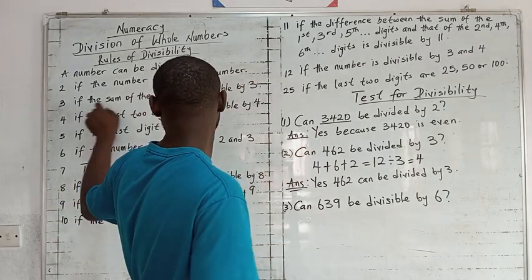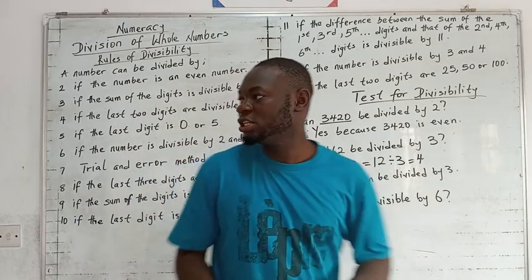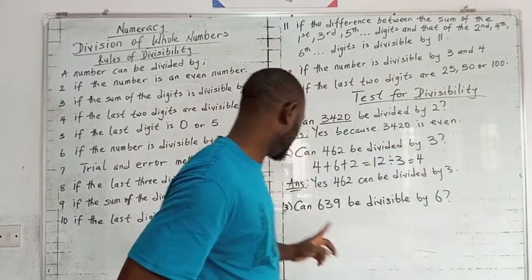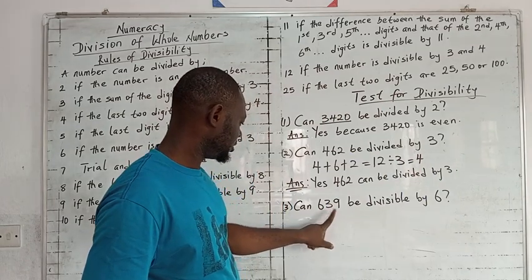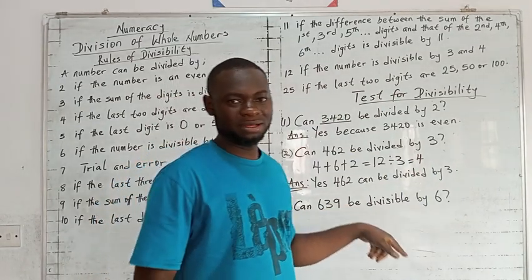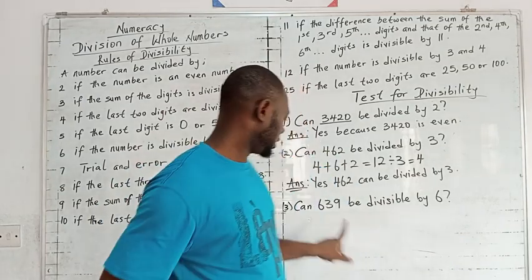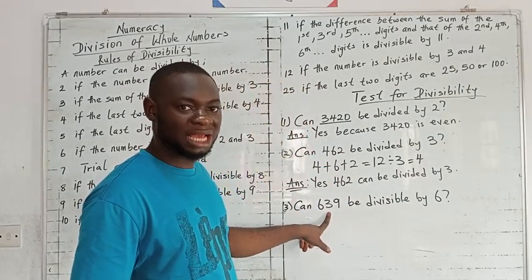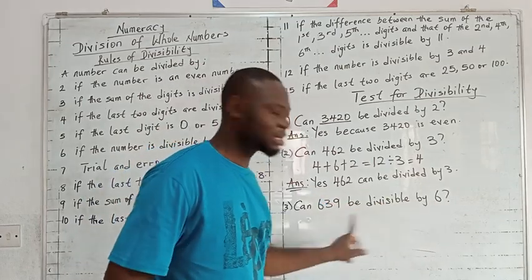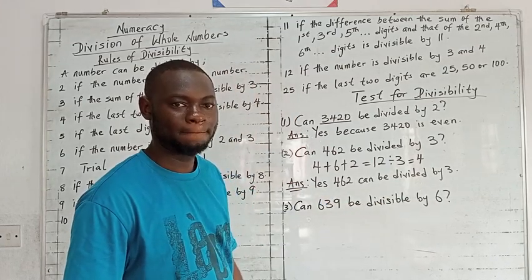Okay? But let's check if it is divisible by 3. Divisibility by 3 says that the sum of the digits must be divisible by 3. So let's go 6 plus 3 plus 9. 6 plus 3, 9, plus 9, 18. 18 divided by 3, 6. You see? 3 can divide this number, but 2 cannot divide it. Therefore, 6 cannot divide the number.